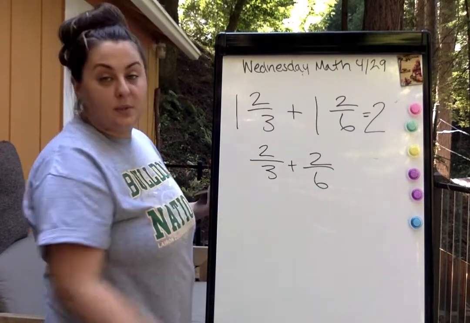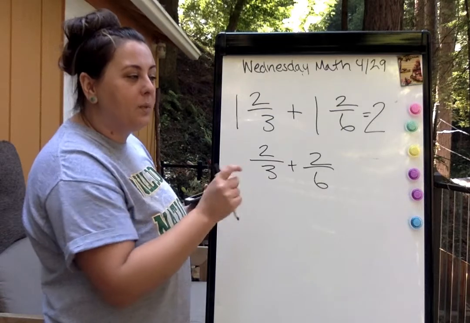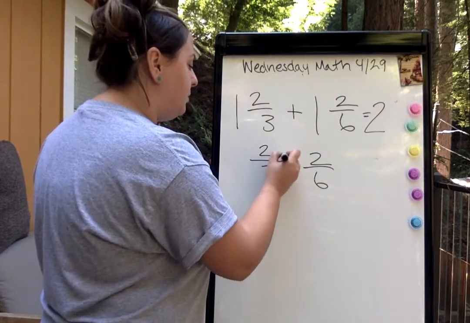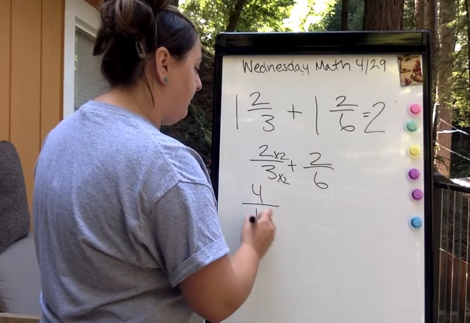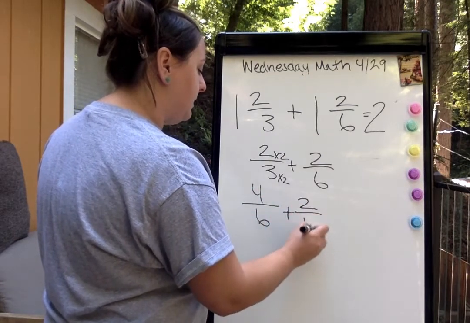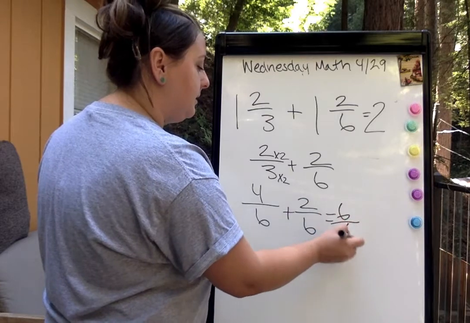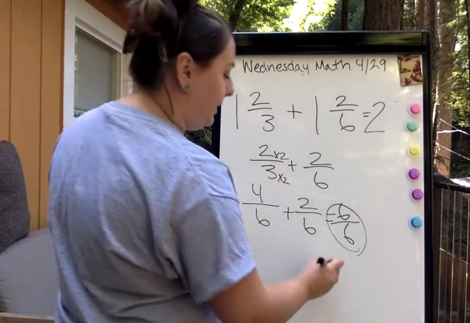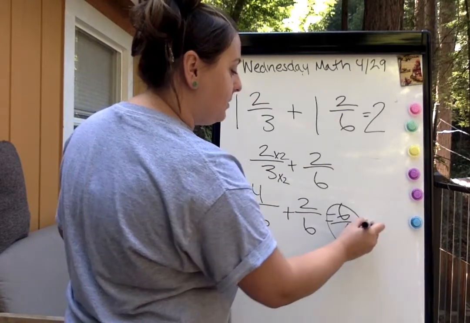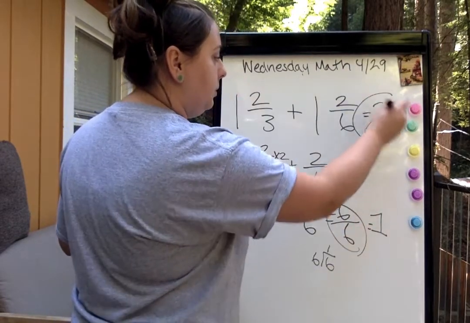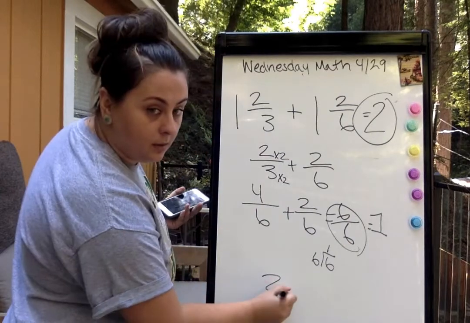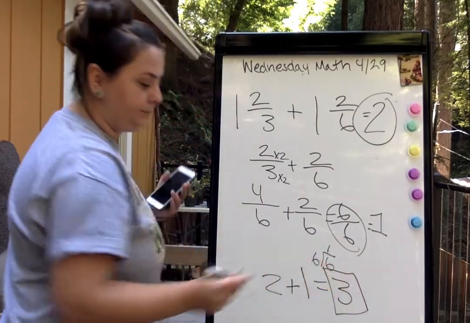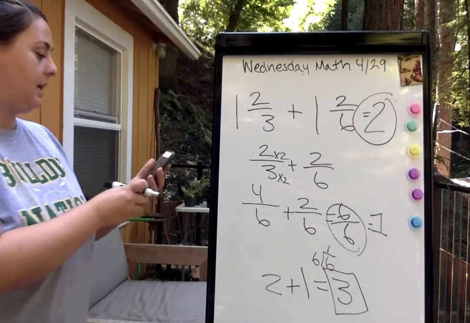How do I turn a 3 into a 6? Or how do I multiply them both so that I have the same number on the bottom? Well, we know that if you times 3 times 2, you get 6. So we have 4/6 plus 2/6 equals 6/6. What does that tell you? It's a large 1 because 6 divided by 6 is 1. So 2 plus 1 equals 3. Ta-da!